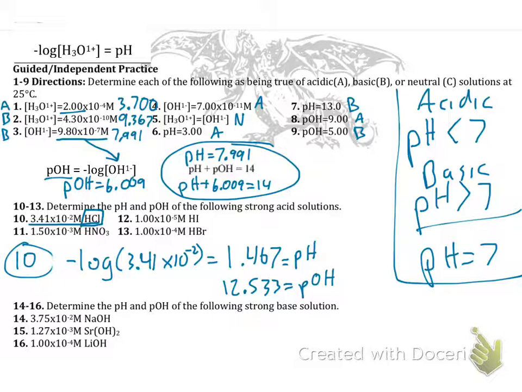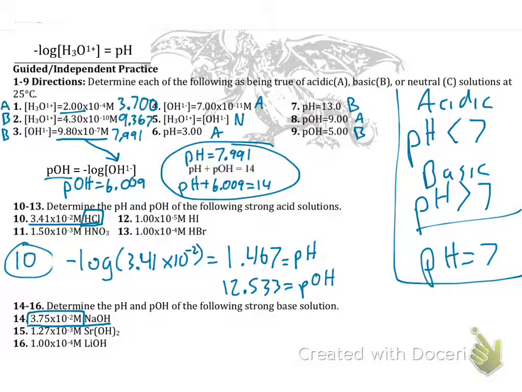So let's go ahead and skip to 14 here. If you take a look, this is going to be the concentration, the molarity of sodium hydroxide. Now, if we were to take the negative log of this, is that going to give us the pH or is it going to give us the pOH?